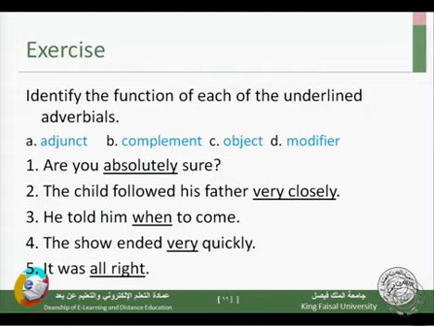Number 2, the child followed his father very quickly. We can say the child followed his father, and we can end the sentence. So very quickly is extra information. It is optional, we can take it away. So in this case, very quickly is an adverbial that functions as an adjunct. We can take it away, we can move it.